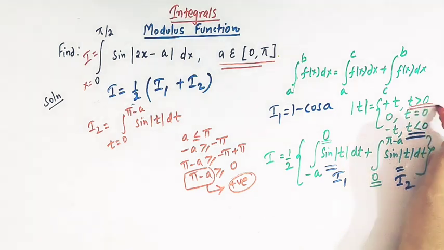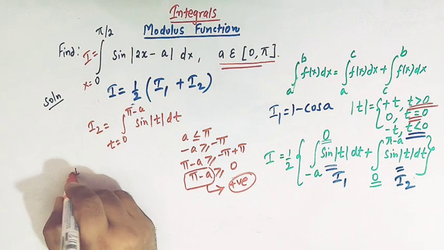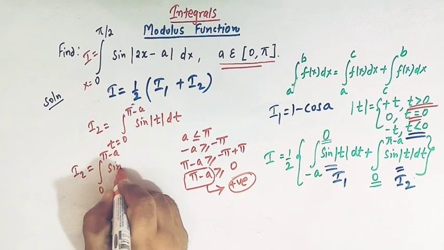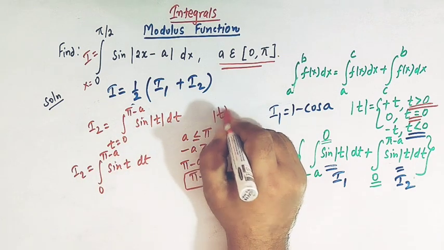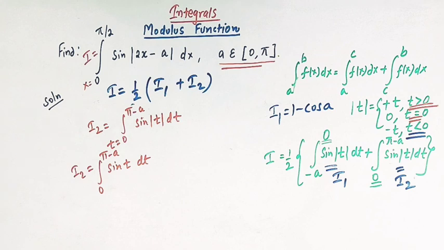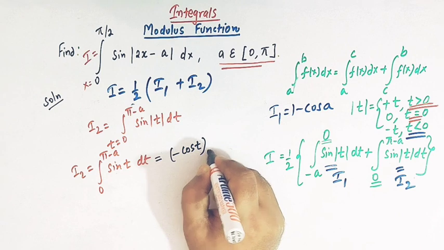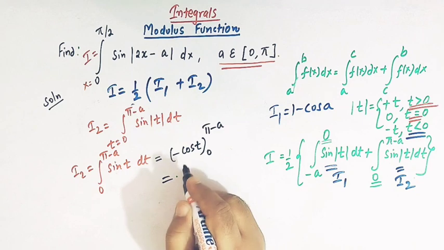So when t is positive, that is t is greater than 0 or t is equal to 0, we have mod of t is equal to t, right? So now I2 is the integral from 0 to pi minus a, and here we have sine of simply t, right? So mod t is equal to positive t when pi minus a is positive. So now the integral of sine t is minus of cos t, and the limits are from 0 to pi minus a. So this is, we can take the negative sign outside.